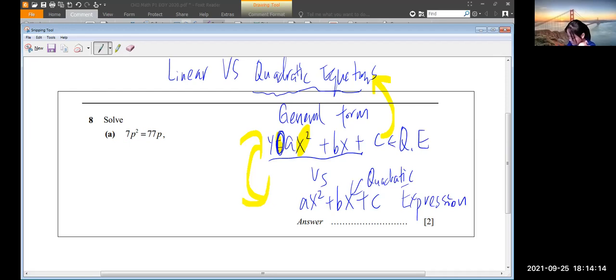So why do I call this an expression? Because there's no equal sign. It's just an expression. I will tell you what to do with an equation and what to do with an expression, but you need to be able to identify them first. Are you clear now?